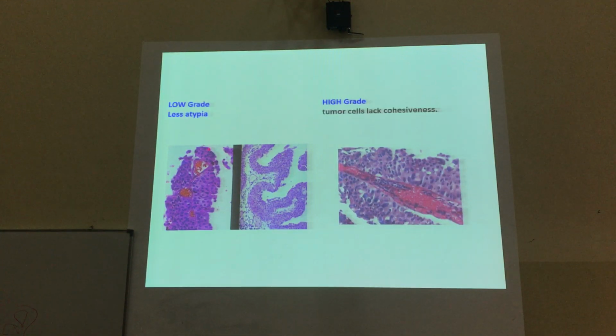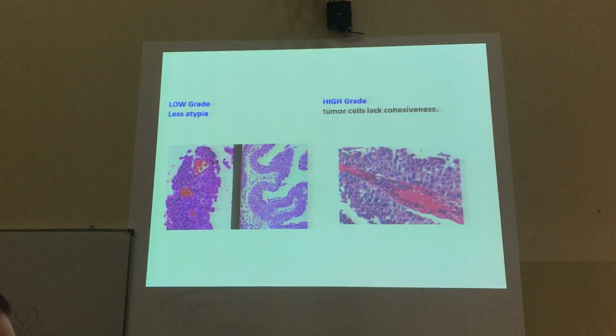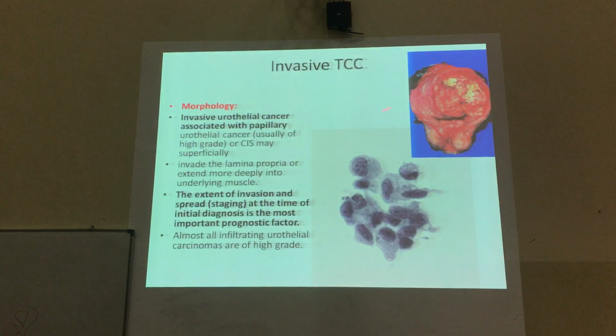This is the low-grade urothelial carcinoma. You see that the layering increases. There is a little bit of atypia, but the cells still look somewhat similar. But in high grade, the tumor cells lack cohesiveness. They are here and there, bigger and smaller, with a lot of pleomorphism. They are precancerous, before progressing to carcinoma, and then they become invasive transitional cell carcinomas.